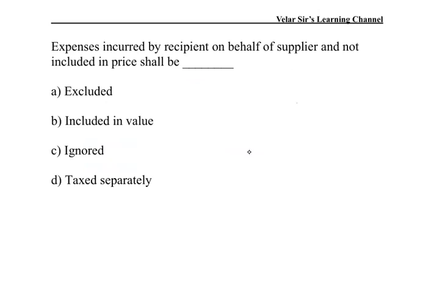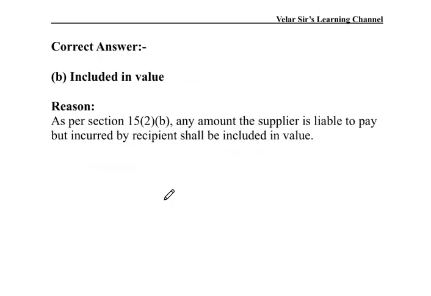Next MCQ. Expenses incurred by the recipient on behalf of supplier and not included in the price shall be dash. Options given are: first option excluded, second option included in the value, C option ignored, fourth option taxed separately. The correct answer will be included in value.